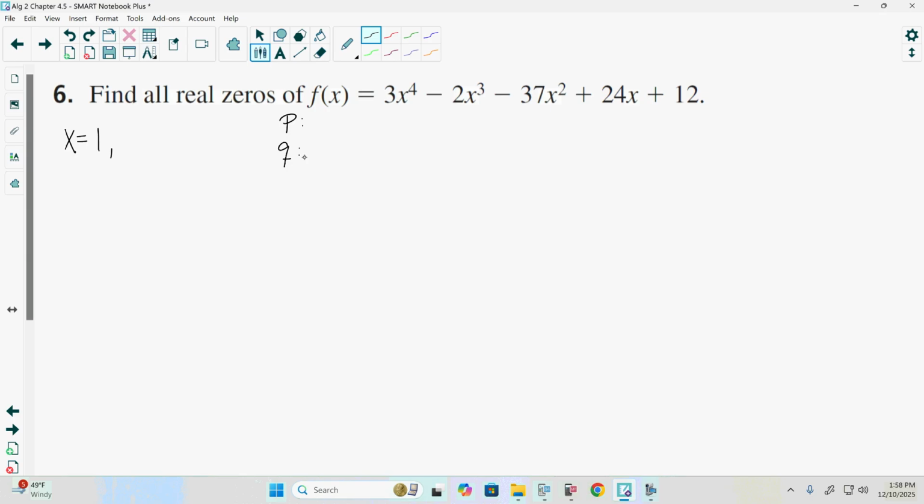If it doesn't give us enough values there, we're going to have to default to this here, where p is the factors of the constant term. And the constant term in this case is 12. So our numbers that multiply to give us 12 are 1 and 12, 2 and 6, 3 and 4. Q is the factors of the leading coefficient, the factors of 3. So we have 1 and 3. Plus or minus P over Q.